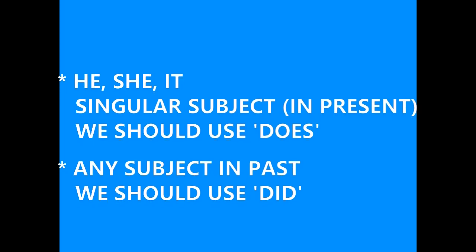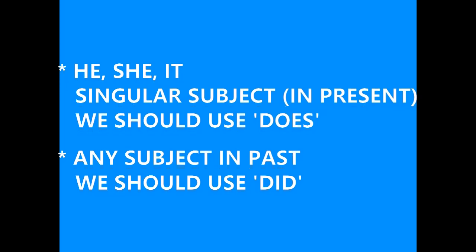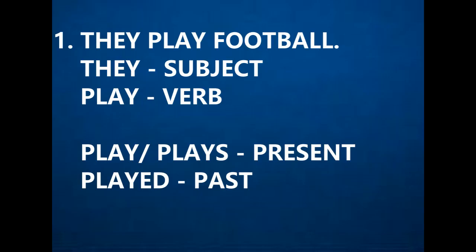Let's talk about the use. See the example. They play football. Here we cannot see a modal verb, auxiliary or helping verb. They is the subject, we know that, and play is the main verb. So you have to just stick on play. Play is the main verb, and that too, we know that it's present tense.